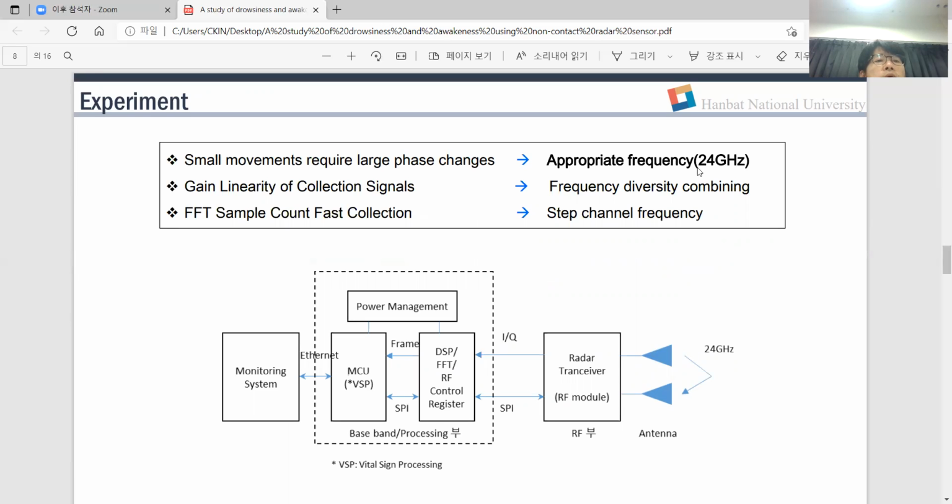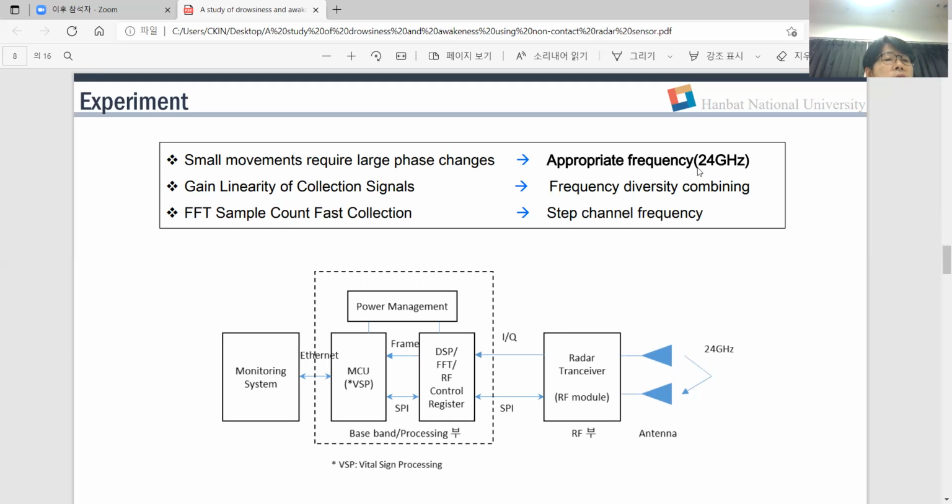Since the accuracy of the radar sensor is very important in this test, proper frequency setting and noise removal are required. Therefore, the frequency was set to 24 gigahertz in the most optimized section, and a filter for ambient noise was also developed to minimize noise. The signal collected from the radar sensor for a certain period of time is usually displayed in the form of a frequency through the fast Fourier transform.